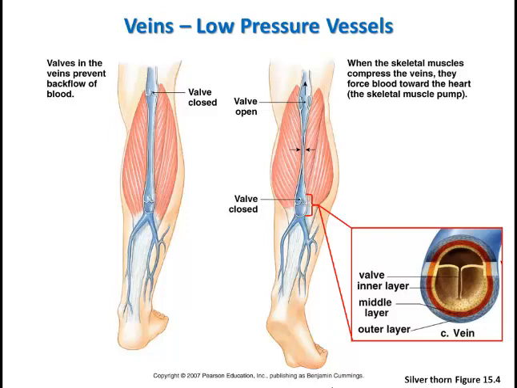Now this is another diagram from your textbook. I have to start by saying that this diagram has a giant vein that runs in between the medial and the lateral head of the gastrocnemius muscle. This is not a real vein. This vein doesn't exist, but it does illustrate how these valves work.